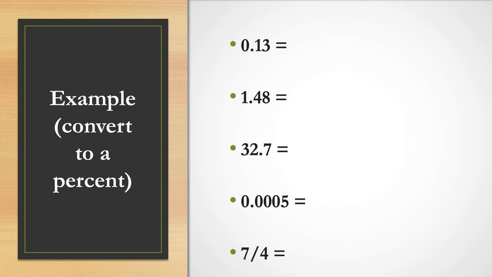So my first example, I have the decimal 0.13, and we want to convert it to a percent. So we have two options. One option is that we're going to take this decimal place and move it 2 places to the right. So if we do that, the decimal now comes after the 13. And our answer becomes 13%.